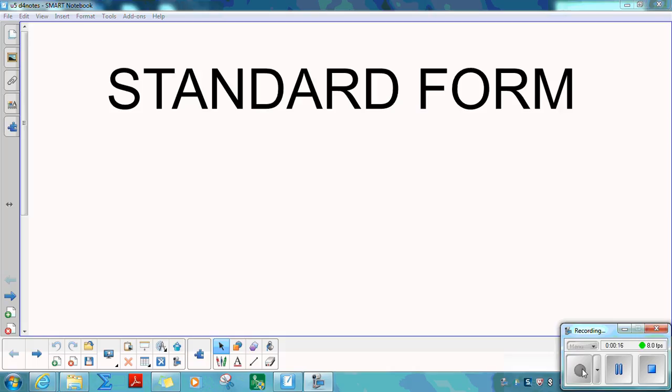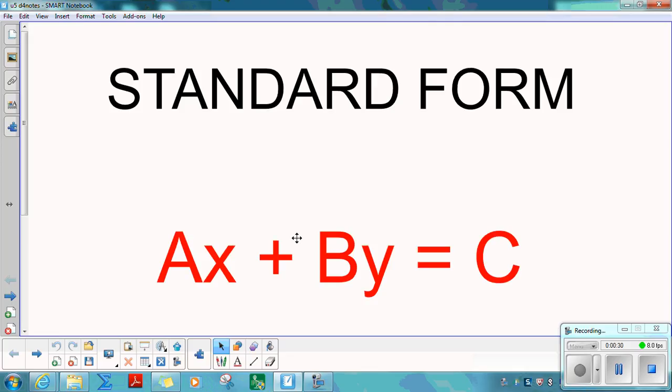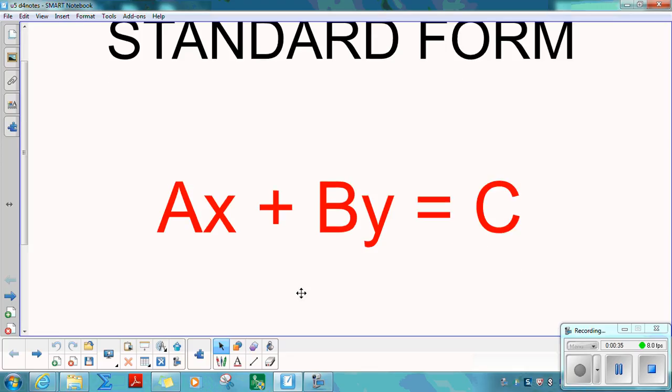Today we're doing our last notes on Unit 5. It is standard form. So this is the third and final form of linear equations that you will need to know. The first one was point slope. Then we did slope intercept. This is standard form. Okay? So standard form looks like this: ax plus by equals c. And you should know that a, b, and c are integers, meaning they're numbers. Okay? They are not fractions. They are not decimals. They are integers.